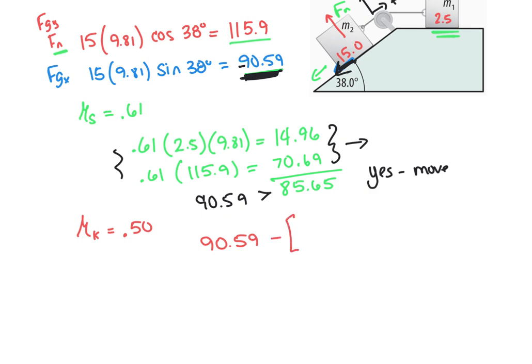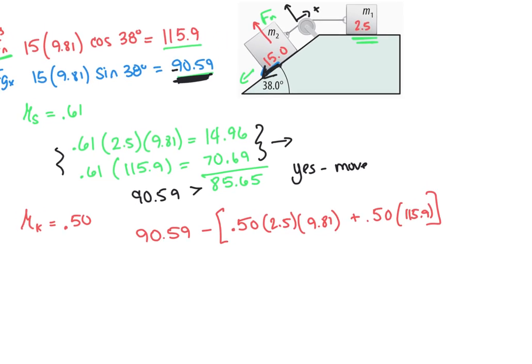What are we going to subtract? Well, we're going to subtract the 0.5 times the 2.5 times the 9.81. And we are also working against the 0.5 times that 115.9, the normal force on that one. So we've got our force of gravity working against kinetic friction. That's why we're subtracting those two pieces. All right? Now all of that equals our total mass. What's the total mass of the system? Well, it's the two blocks added together, the 15 and the 2.5. That's going to equal mass times acceleration. That's what we're solving for.